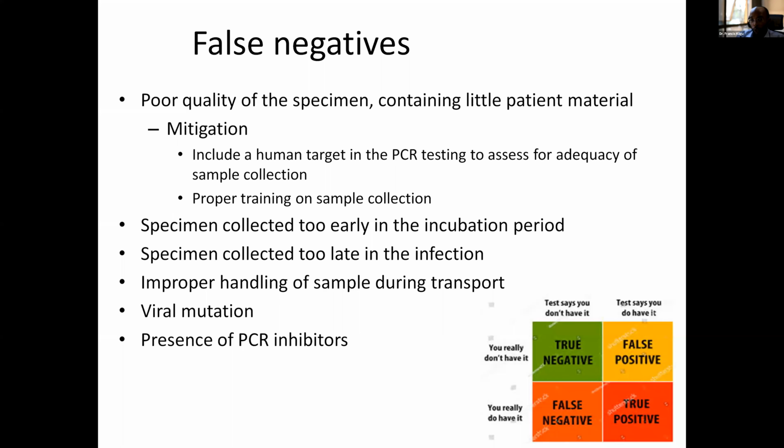You can also have situations where, because the PCR looks at certain target genes, if we have mutations within the target gene, then they may not be picked out by the assay, and this can generate false negative results. The last reason is the presence of substances that can inhibit the PCR process, which can also lead to false negative results.